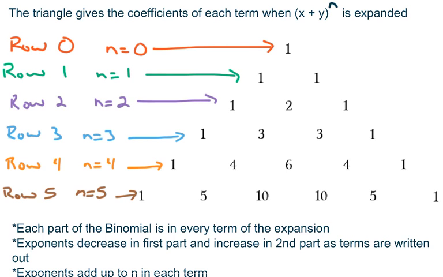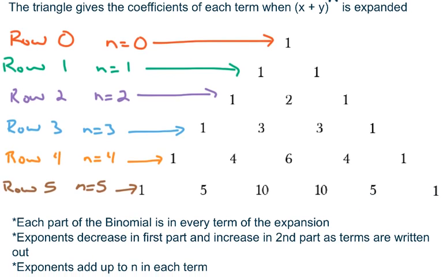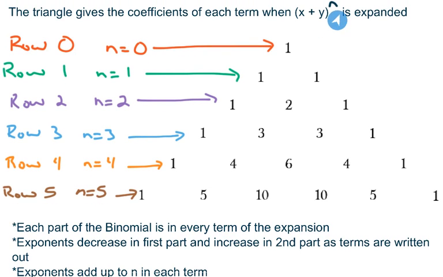The exponents decrease in the first part of the binomial and increase in the second part as the terms are written out. So this is going to be like x to the 5th, y to the 0, x to the 4th, y to the 1st, x to the 3rd, y to the 2nd, x to the 2nd, y to the 3rd, x to the 1st, y to the 4th, and then x to the 0, y to the 5th. That's how it would look in terms of the exponents. And if you're ever not sure, the exponents in each of these terms add up to whatever this exponent is up here.